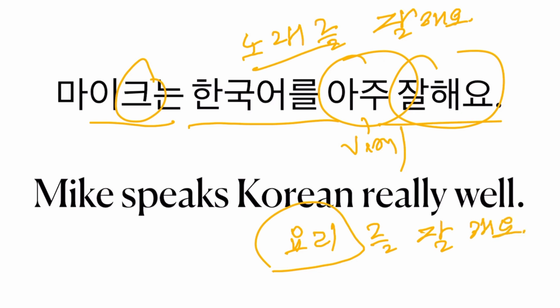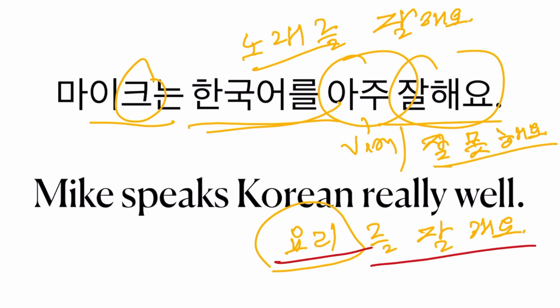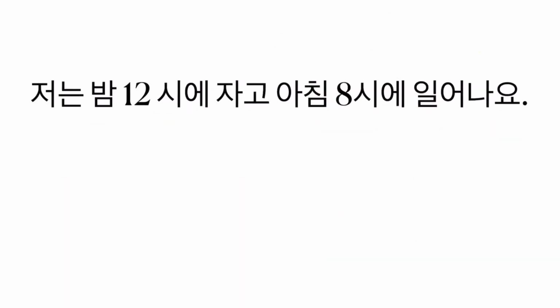And how can you say that someone does not do something well? Not good at something? Like if you want to say that my Korean is not that good. How can you say that? 저는 한국어를 잘 못해요. 잘 못해요. 저는 요리를 잘 못해요. 춤을 잘 못 춰요. Anything you can't do, 못 is the word for you cannot do something. Let's see the next sentence.